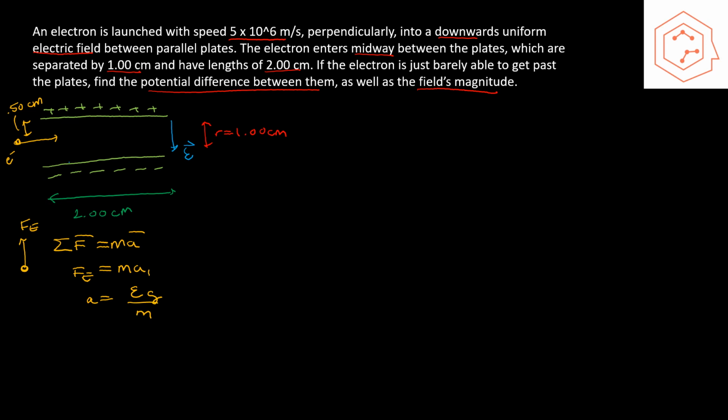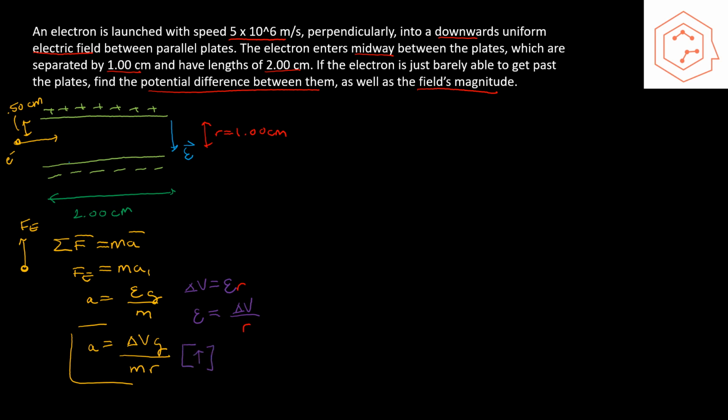We know that the potential difference is equal to E times the total separation between the 2 plates, R. So the total potential difference between the 2 plates, because we're referring to the electrical field between the 2 plates. So the electrical field is given by delta V divided by R. So A is equal to delta V times Q divided by M divided by R. And this is upwards.